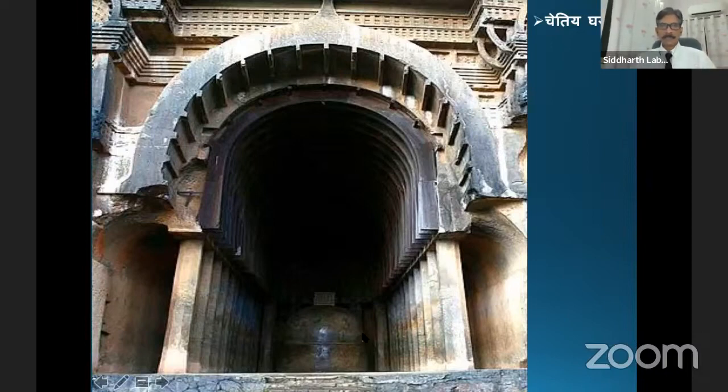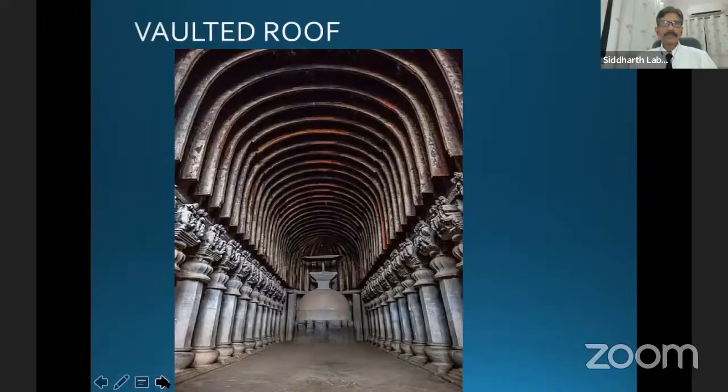Then we can see the circumambulation path here, and we see the stupa. Now we will see the stupa separately. Okay, this is again the vaulted roof, a very beautiful vaulted roof with the wooden ribs.